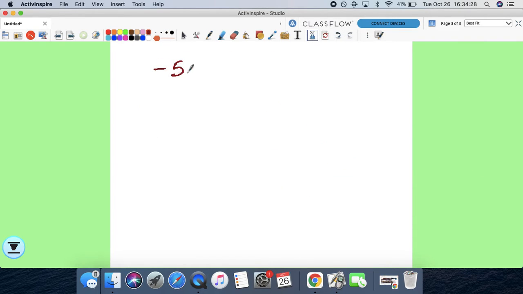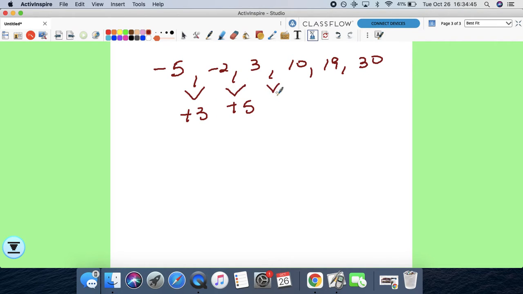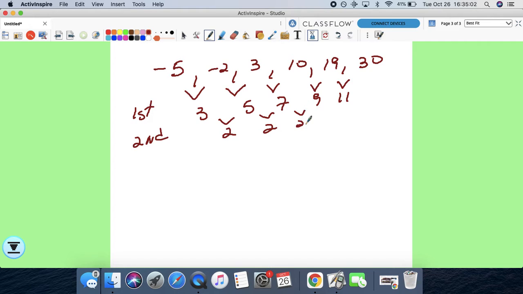I don't think this is the handout that I really wanted, but it's okay. Negative 5 to negative 2 is plus 3. This is plus 5, plus 7, plus 9, and plus 11. So, sorry, second difference: it's going to be 2, 2, 2, and 2.